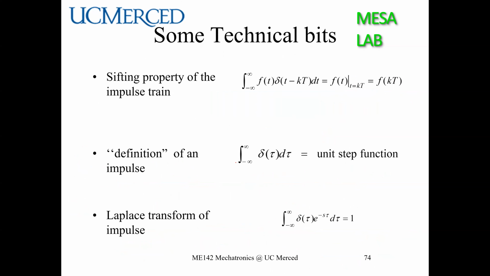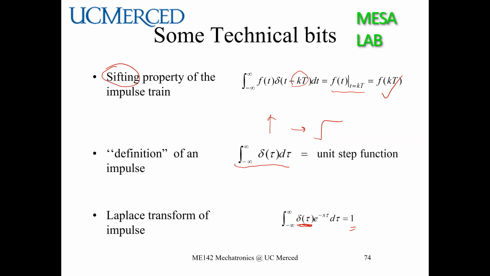Let's recall. If we integrate this delta, you get a step. This is an impulse, and if you integrate, you have the unit step. If you have this one minus this one, I know that f(kT) is only true at this point. So this is called shifting. And remember, the Laplace transform of the delta will give you 1.